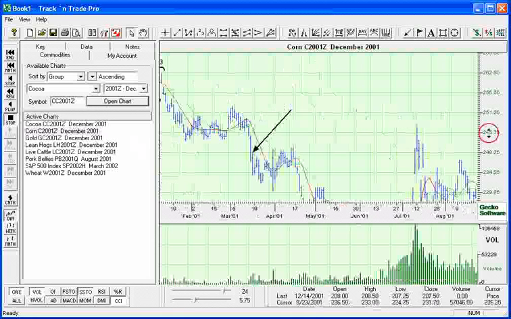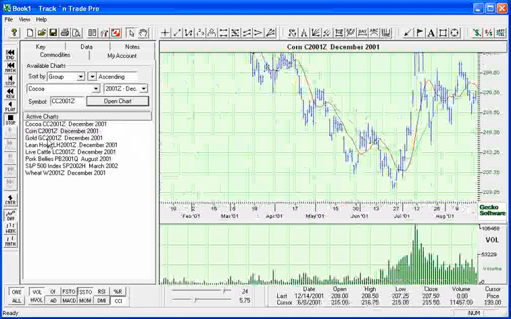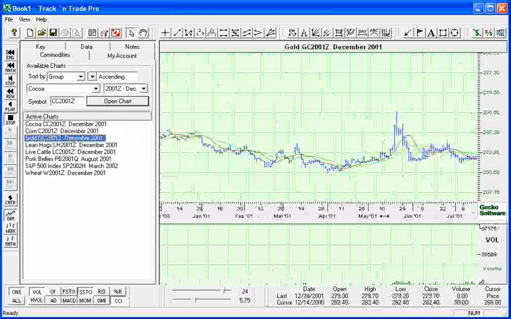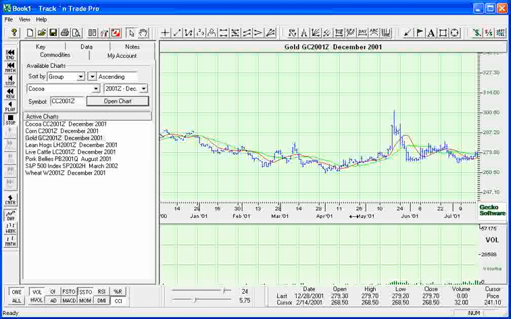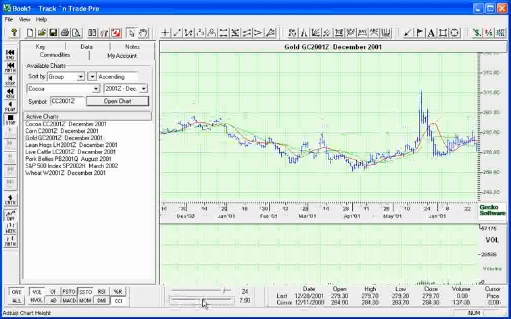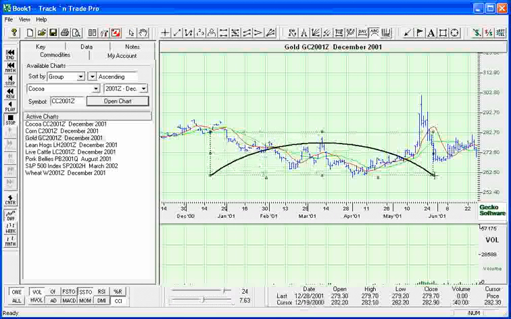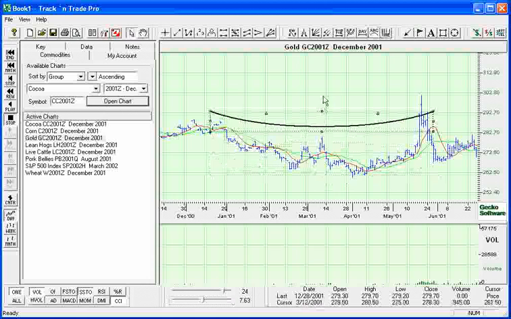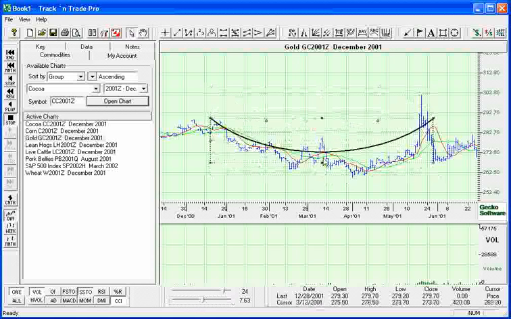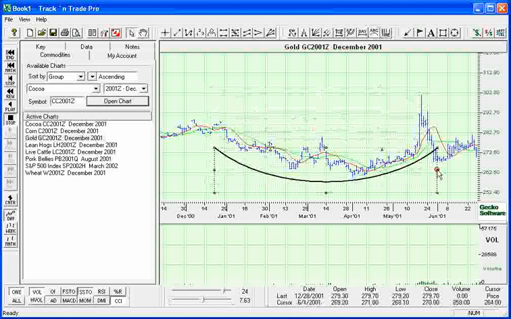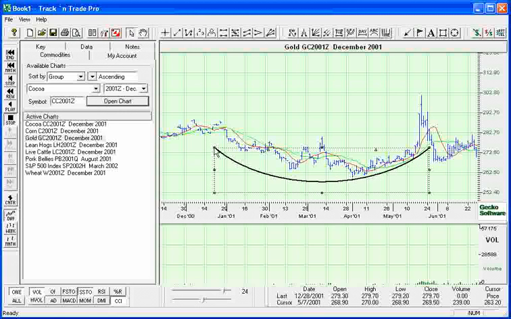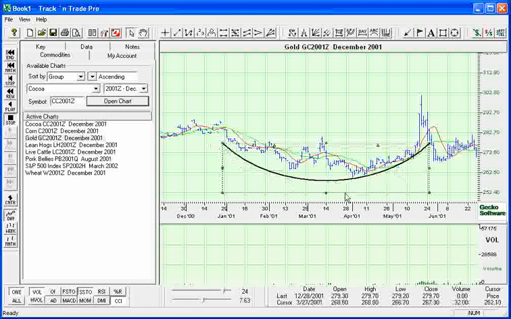Let's see if we can look at another bottom formation. Let's look for gold. Now gold right in here is making not so much a single 1, 2, or 3 bottom pattern, but it's making more of an arc pattern. I got that upside down. Let's bring that in just like this. See that rounded bottom? It's kind of a rounded bottom formation over a period of about 3 or 4 months.